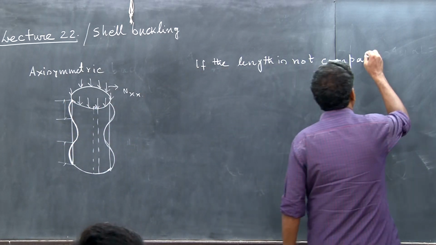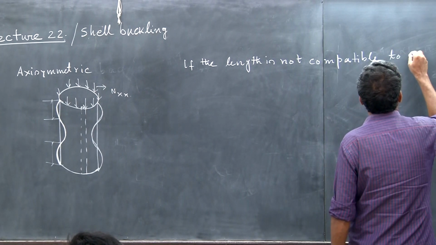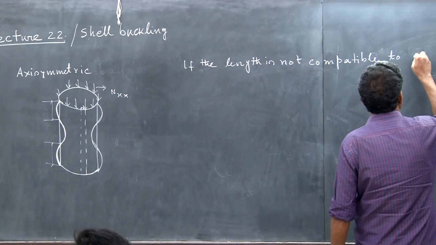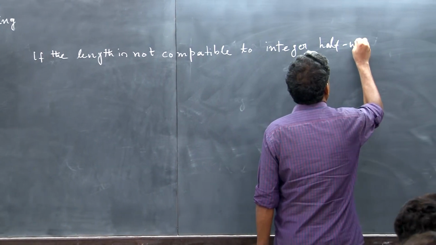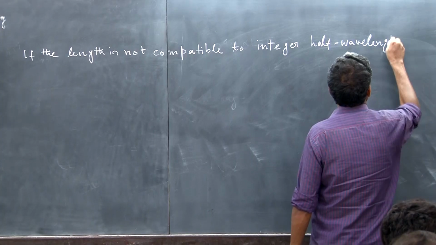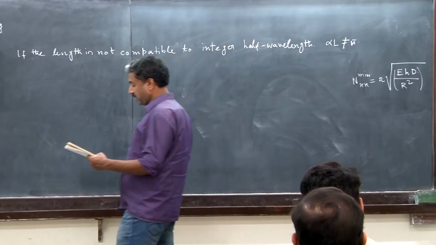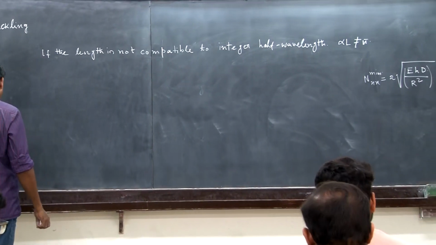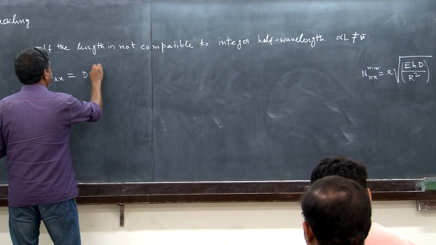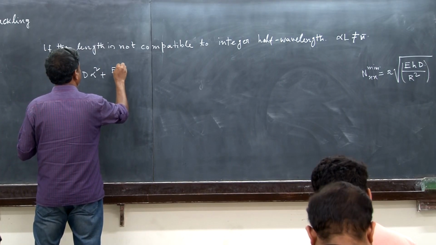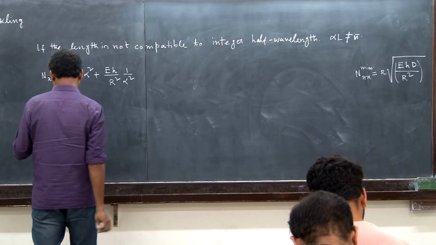If the length is not compatible with an integer number of half wavelengths, that means alpha L is not equal to pi, then it will increase on both sides. So we get N_xx equals D alpha square plus E H by R square D alpha square.